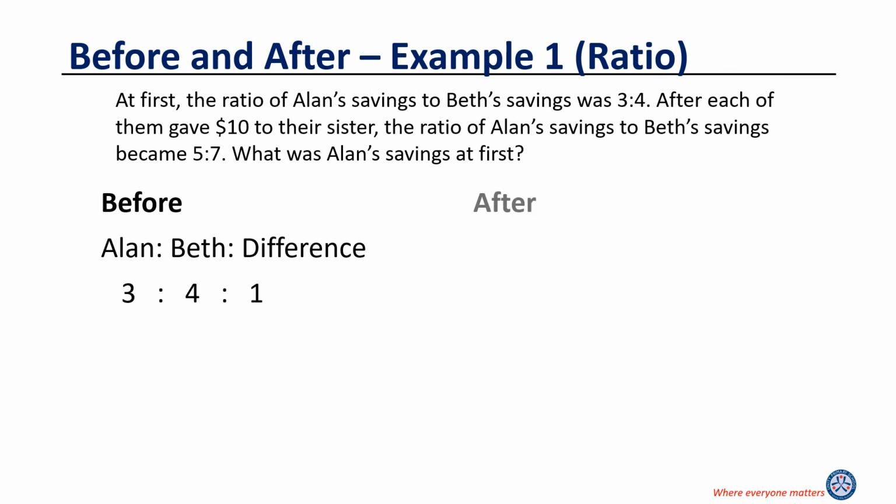For the after situation, the ratio of Alan's savings to Beth's savings became 5 to 7. This means that after giving $10 each to their sister, Alan has 5 units, Beth has 7 units, and the difference between their savings is 7 units minus 5 units, which is 2 units. So, for the after situation, the ratio of Alan's savings to Beth's savings to the difference between their savings is 5 to 7 to 2.